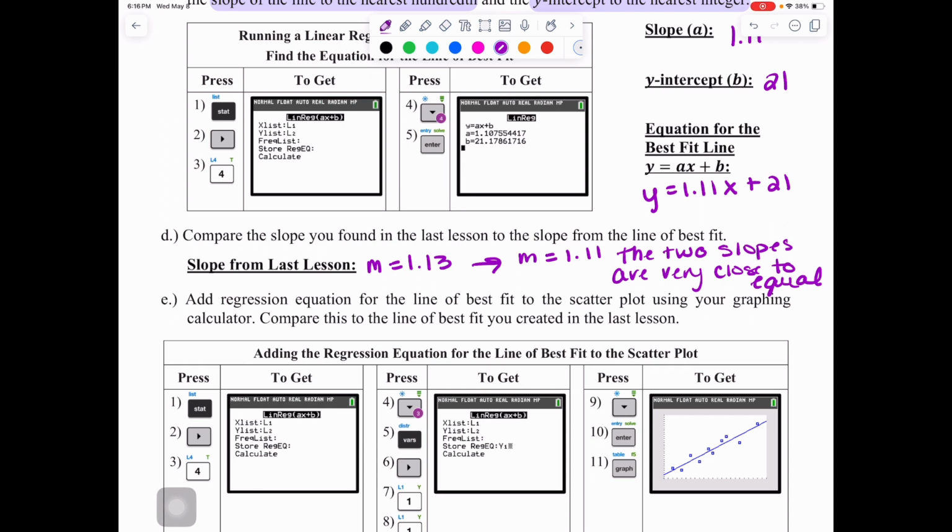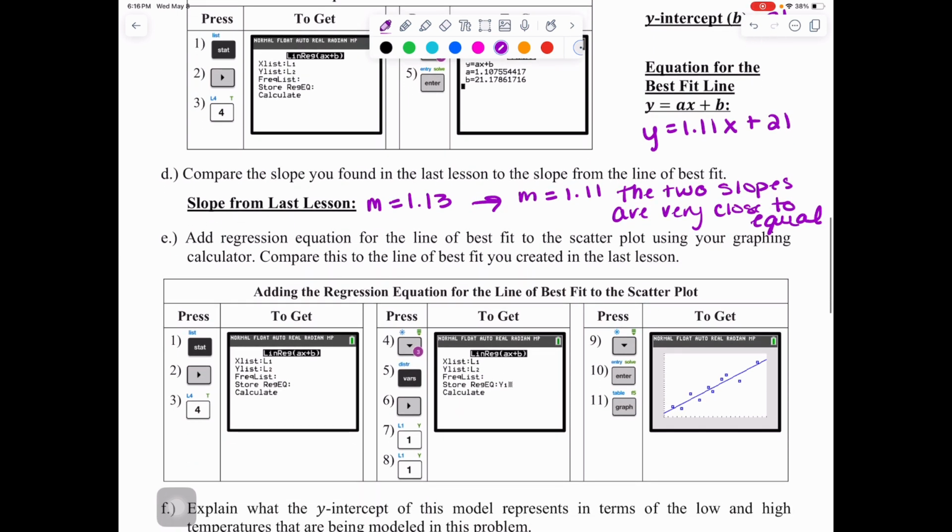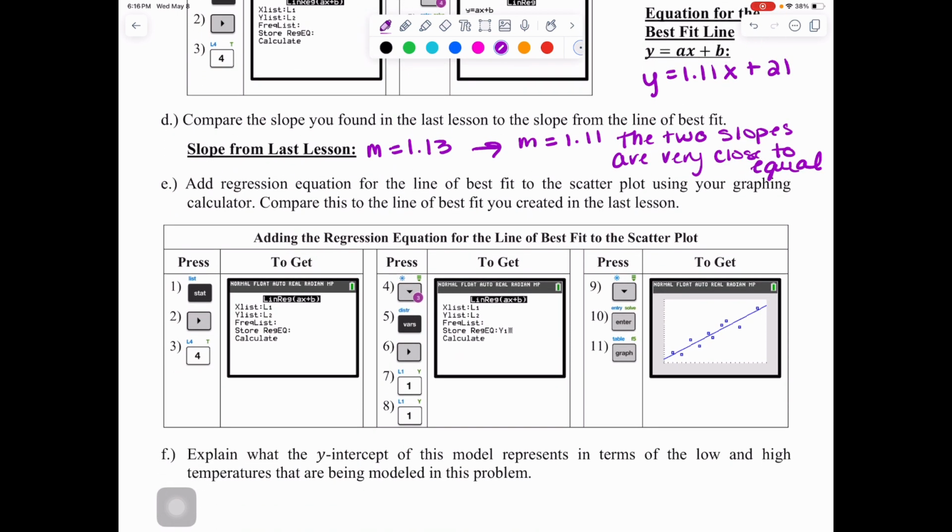So now in part E, it says add regression equation for the line of best fit to the scatter plot using your graphing calculator. Compare this to the line of best fit you created in the last lesson. So once we run the linear regression and we have the equation, we can add the equation to our actual scatter plot and see where we should be drawing it. And I almost would suggest tracing and picking a point so we can be as accurate as possible. So the steps for adding the regression equation line are here. You can follow those in your notes, and I'm going to demonstrate on the graphing calculator.